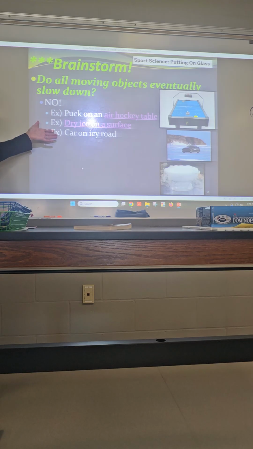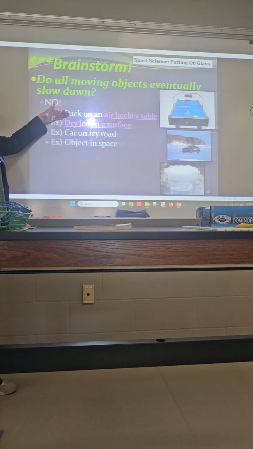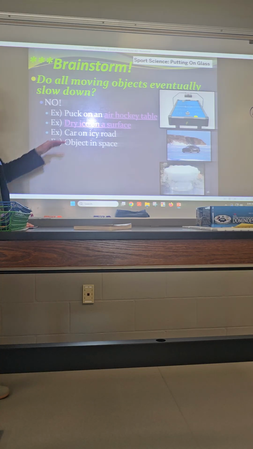And then obviously ice, and an object in space. So obviously an air hockey table is very specific. Dry ice is very specific, but ice can happen, it's probably our most common for sure. And then obviously we don't get to experience outer space, but it's friction free there as well.